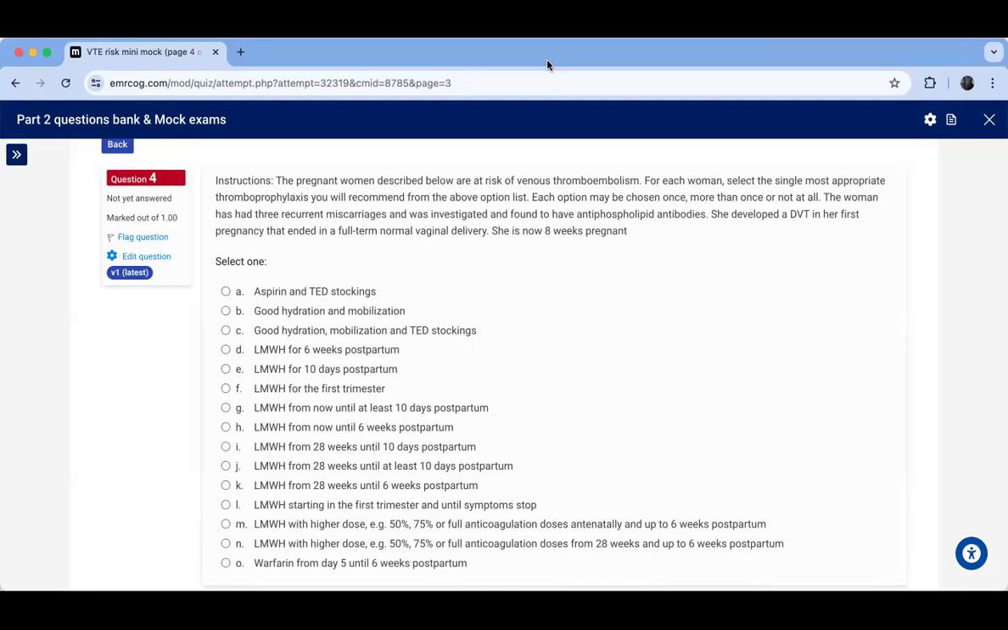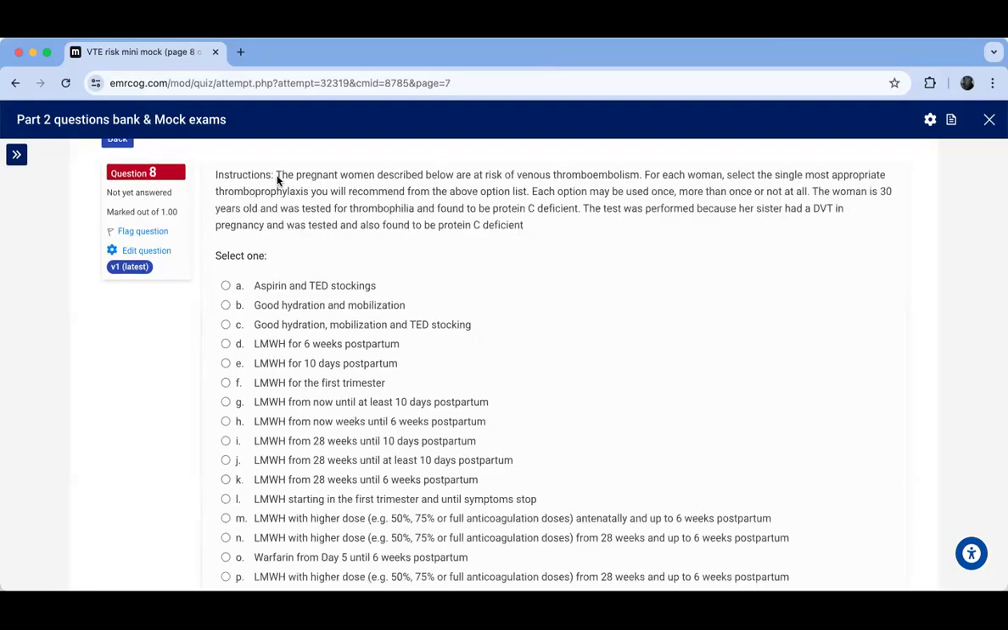If you allow me, my friends, I will skip some questions, because they are on acute VTE, which is another very important table, a guideline, but we have already revised it in the previous session. So here, let's have a look at question number 8. And here, very important when you solve an eMRCOG is to look at the leading part or sentence in the scenario. Here, he wants the single most appropriate thromboprophylaxis that you would recommend, so it's fine.